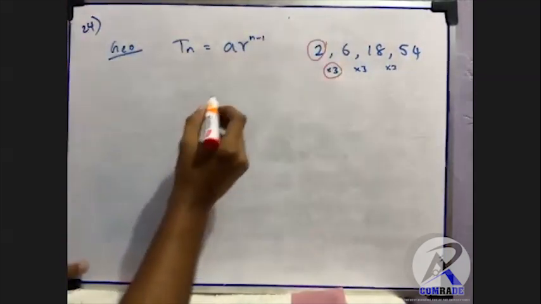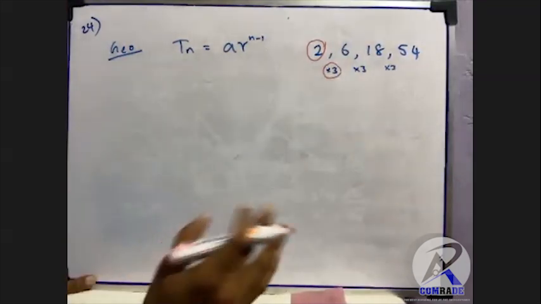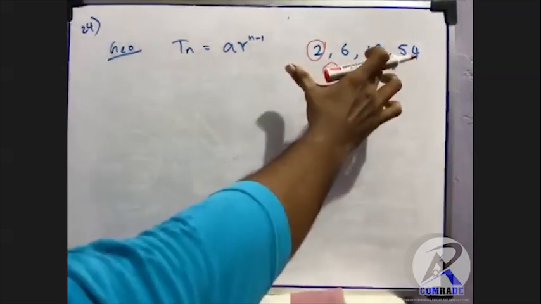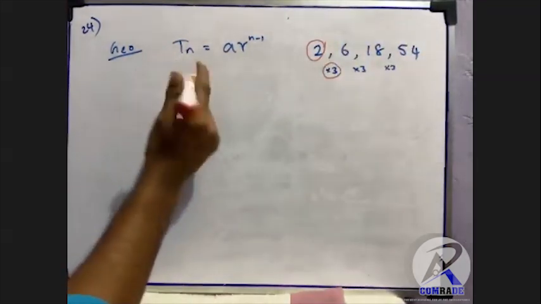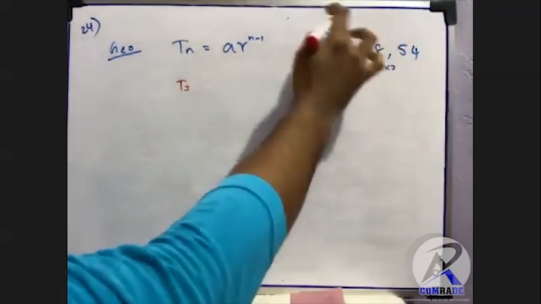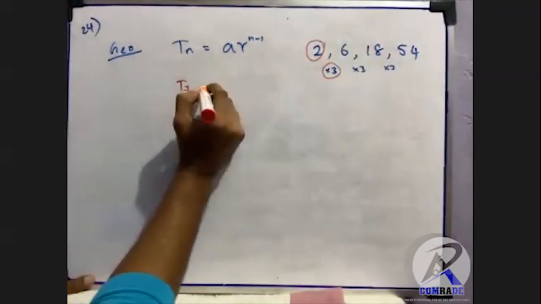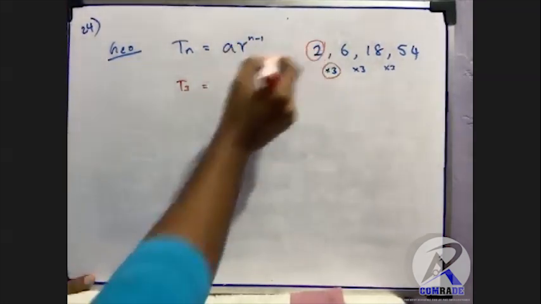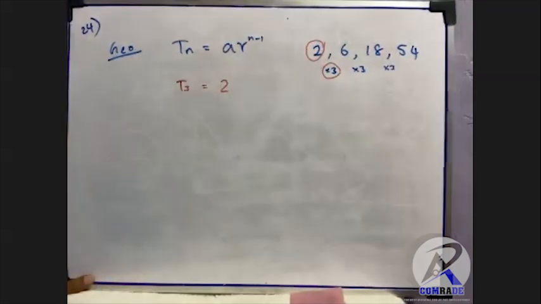Just look at this one, will you? Okay. This is not regarding the question. I'm just saying, I want to find the third term. Okay, T3, this is the third one. 1, 2, 3. T3 equals A, the first term, which is 2.